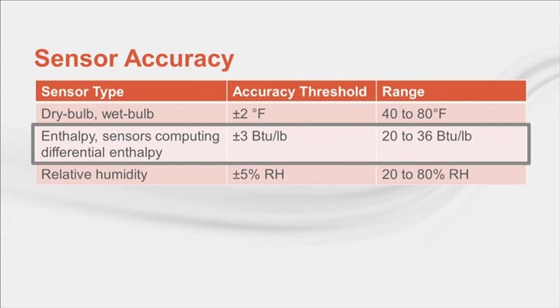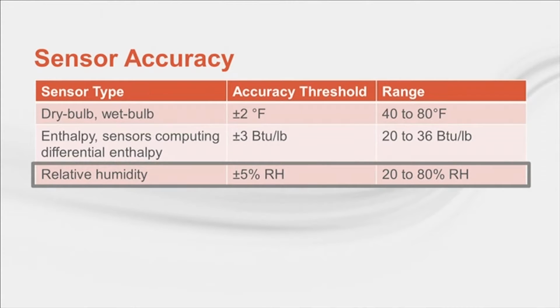For enthalpy sensors, or sensors that compute a differential enthalpy, the accuracy must be within plus or minus 3 BTUs per pound over the range of 20 to 36 BTUs per pound. And finally, for sensors measuring relative humidity, the accuracy must be within plus or minus 5% over the range of 20 to 80% RH. These tolerances seem pretty reasonable, and it shouldn't be terribly difficult to find a sensor that meets the relevant requirement.